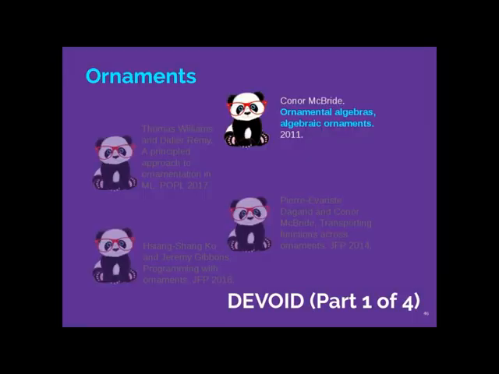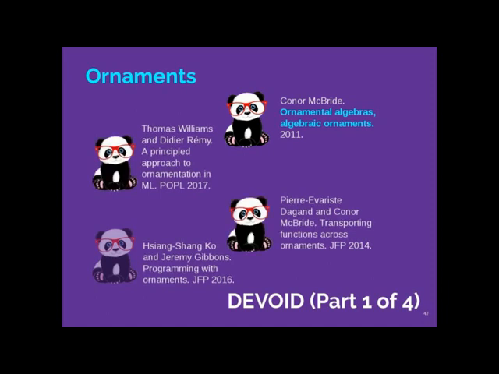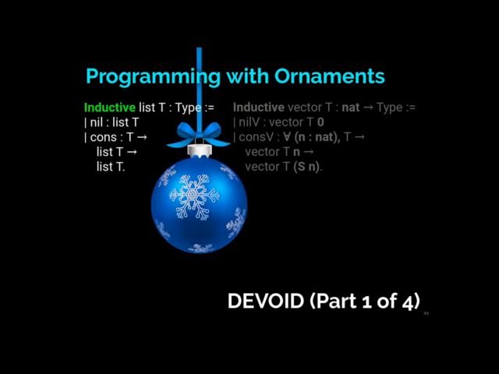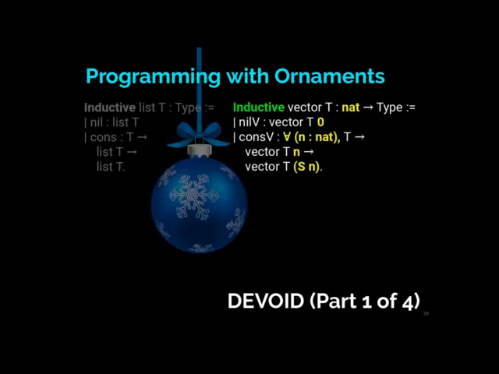Ornaments were introduced by Conor McBride in roughly 2010, 2011. Since then, there's been a lot more work. But what this work has in common is that traditionally, ornaments are a programming mechanism. So this work asks the question, given a list and an ornament that describes the relationship between a list and a vector, how can I derive a vector from that? And how can I use that to port functions and proofs between these types? But we sort of flip this upside down.